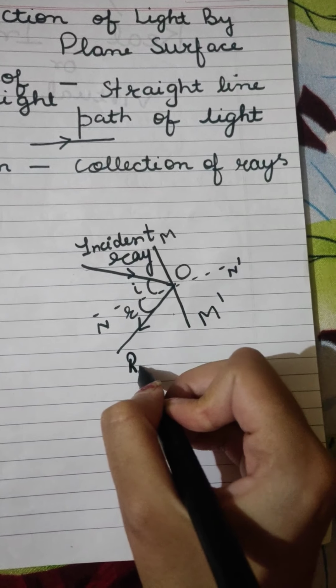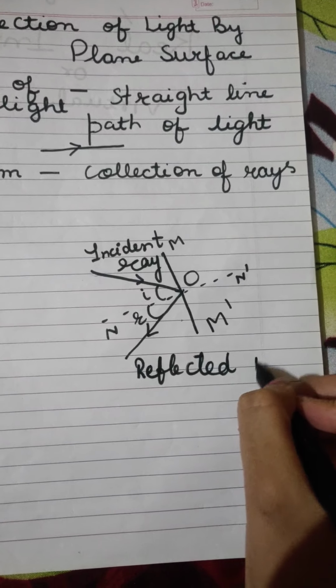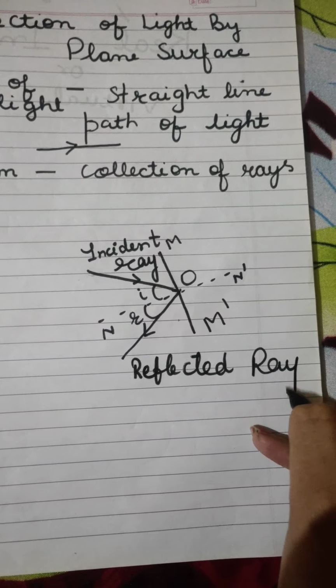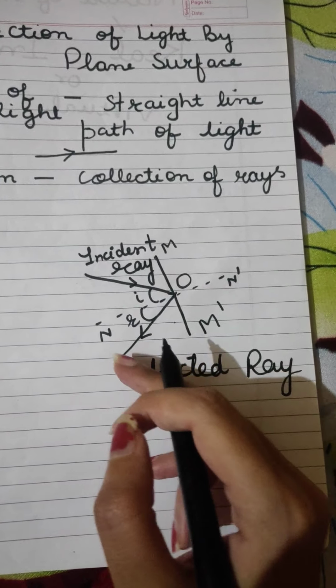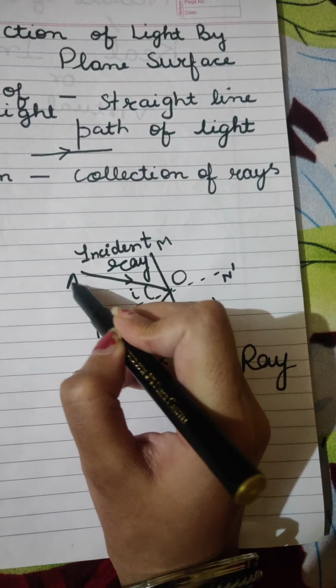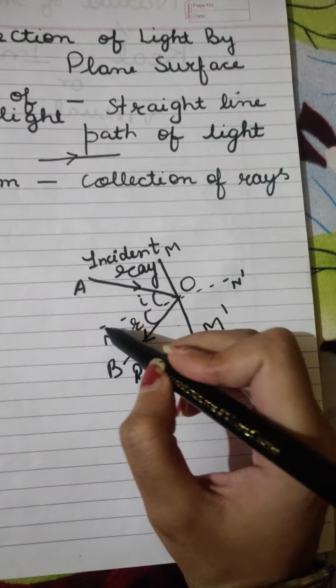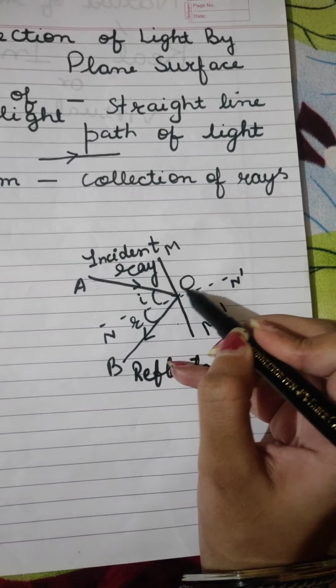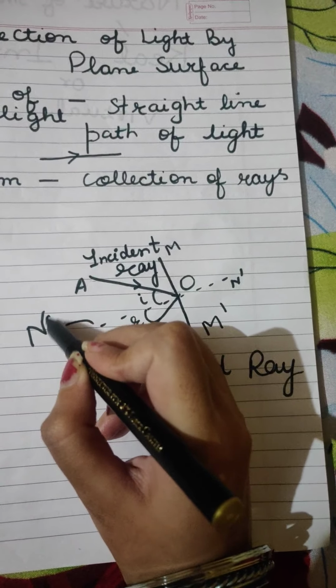is referred to as reflected ray. So that ray which is getting bounced back or reflected back is referred to as reflected ray. So this is my incident ray. Let me name it as AO, and this OB is my reflected ray. Now this perpendicular line which I've drawn at the point of incidence is your normal.